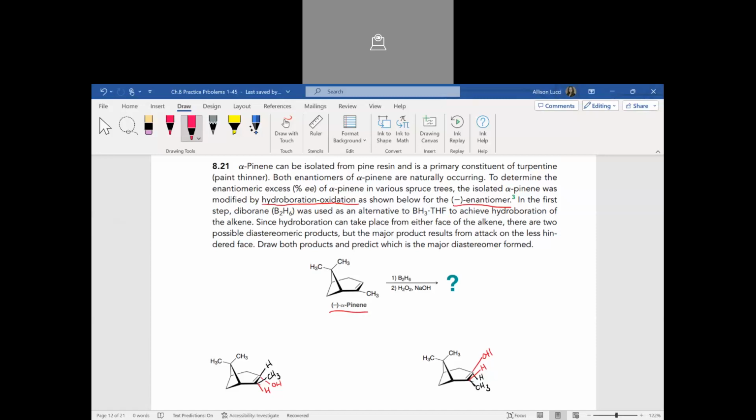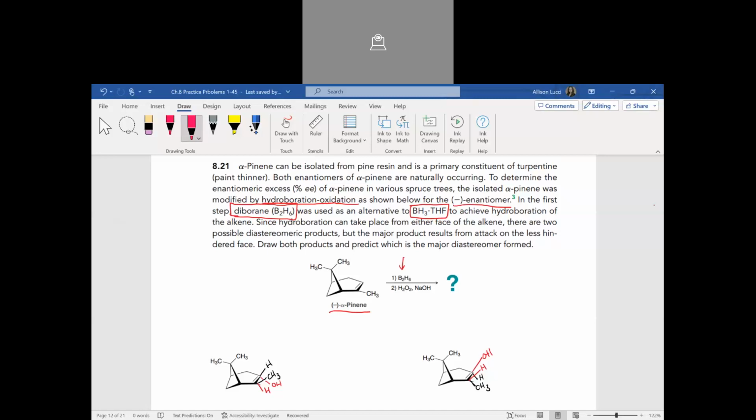So this is the background, right? So this is what was done. This negative alpha-pinene was used, and we have these hydroboration oxidation reagents listed here. Instead of this combination, the borane and THF, diborane is used. That was the dimer we discussed that borane could itself become. When borane interacts with borane, we get diborane, and that can be used in place of BH3 and THF.